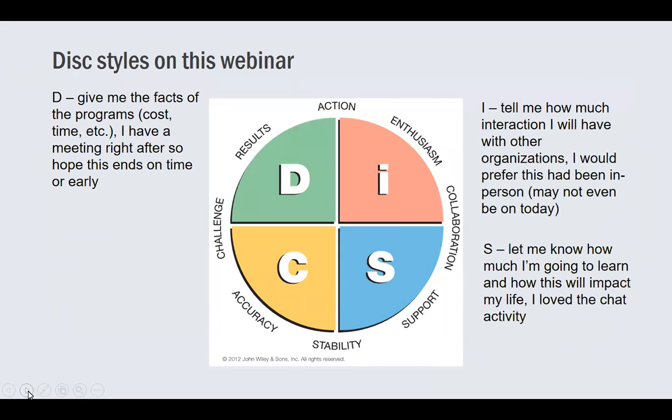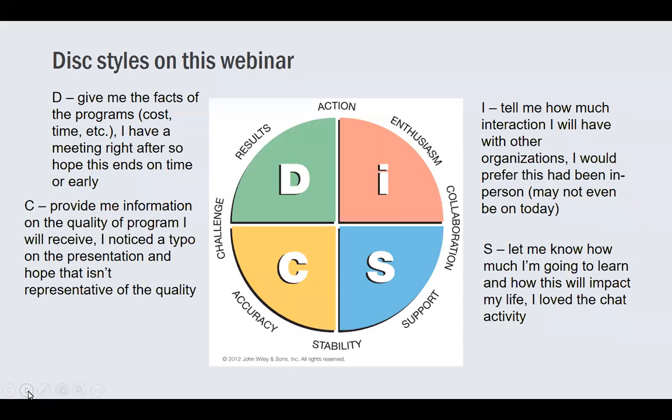If you're the S, you're saying, let me know how much I'm going to learn. How is this going to impact my life? You would have loved to have a chat activity so that you could chat with others. You want to know the meaning of the programs. And if you're a C, you want information on the quality. So you were really interested in the instructor bios. Who are these people? You probably noticed a typo on the presentation, and that's okay. We went through it. I had one of my C's go through it, but you may have noticed a typo and you're hoping that doesn't represent the quality.